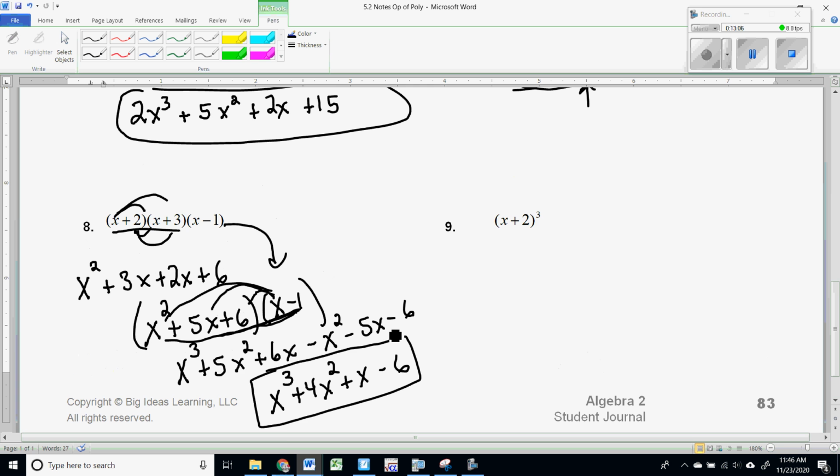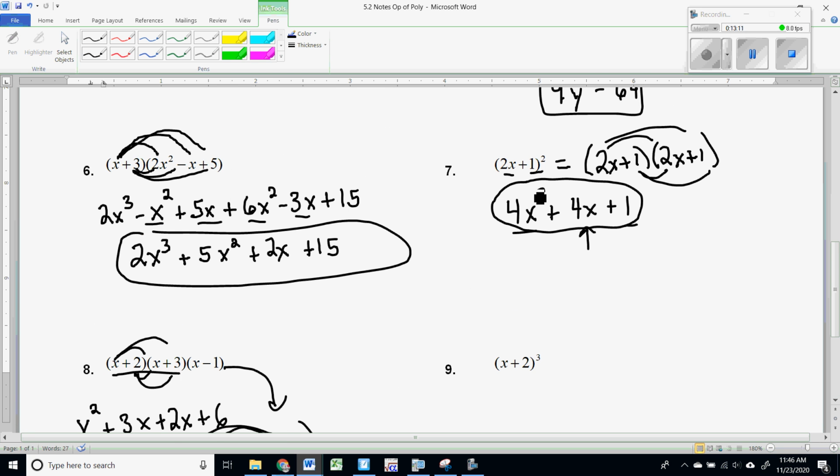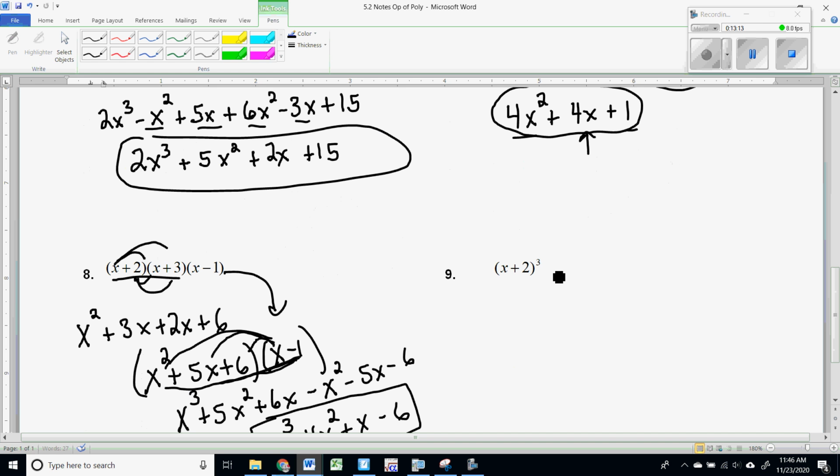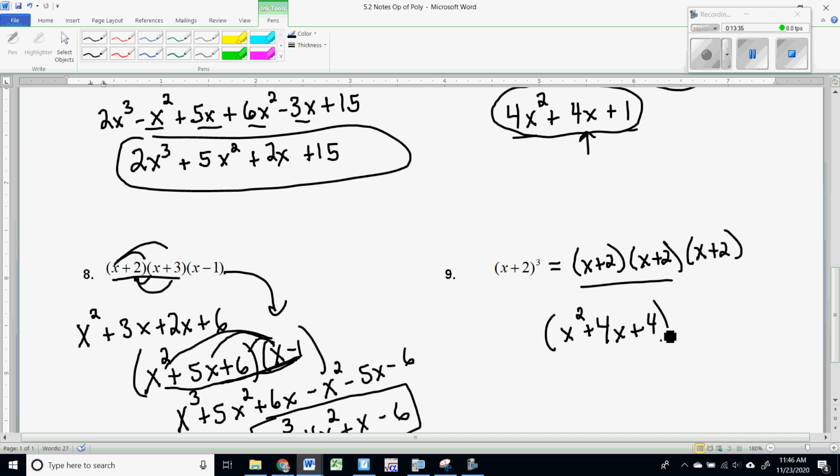Now, here's another hard one. X plus 2 cubed. Just like the last one, I'm going to have to write this out and do x plus 2 times x plus 2 times x plus 2. I have to take the first 2 and FOIL them. And if I do that, I'll get x squared plus 4x plus 4. I will let you try that on your own. We've done a lot of FOILing to this point. You should be able to do that.